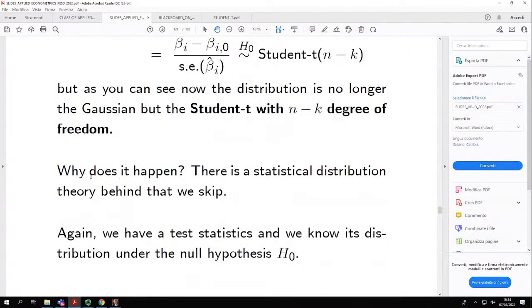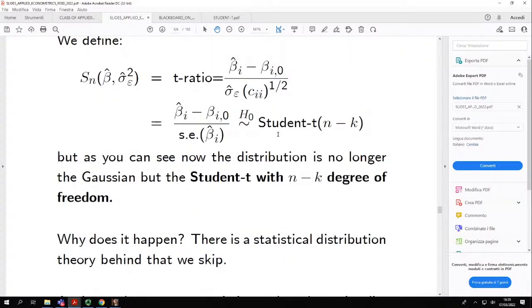And the slides want to treat you like silly guys that you are not. So that's why I sent you the reason. The slide said there is a statistical distribution theory behind this result. I showed you at the beginning what the reason is: a normal 0, 1 over the denominator square root of chi squared, and so on, gives you a student T. It's no magic, okay?